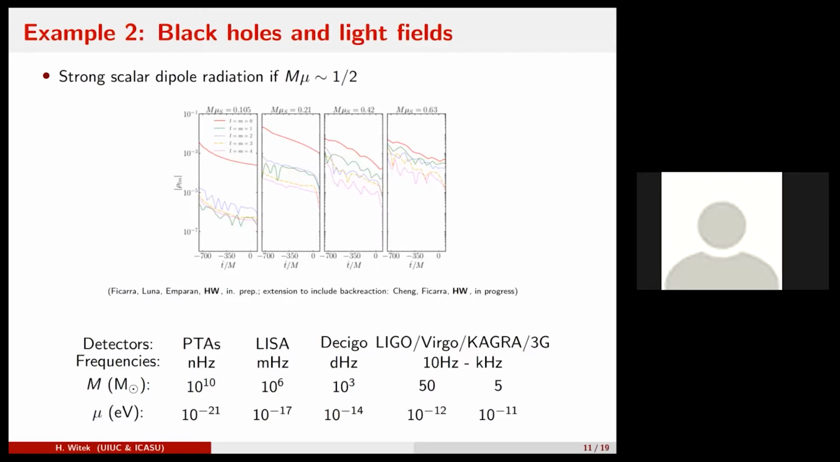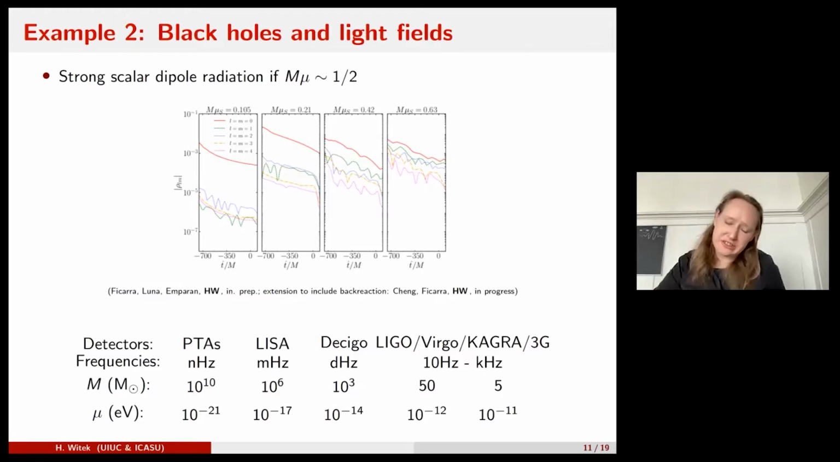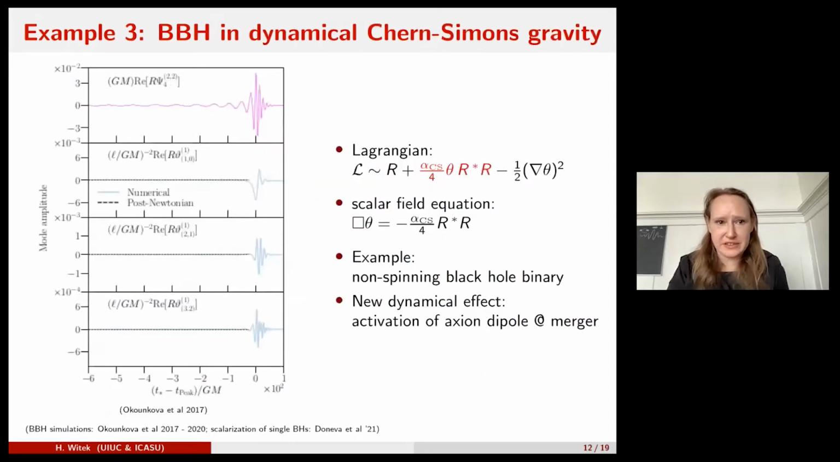Good. Any other questions here? Because if not, I will move on to the second part on quadratic gravity models. So example 3 is actually work led by Masha Okounkova and collaborators, where they looked at what's called dynamical Chern-Simons gravity. The Lagrangian is written down here.